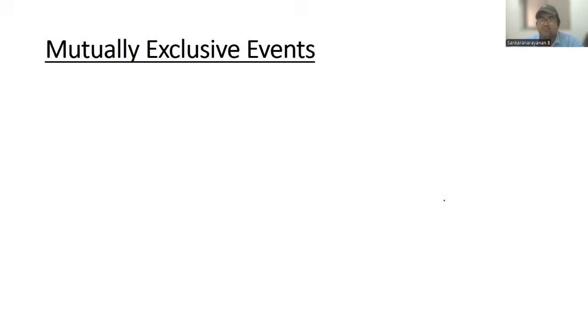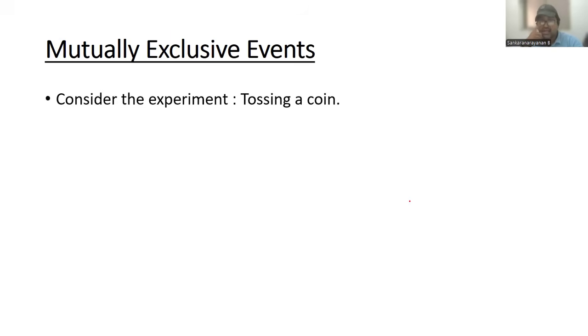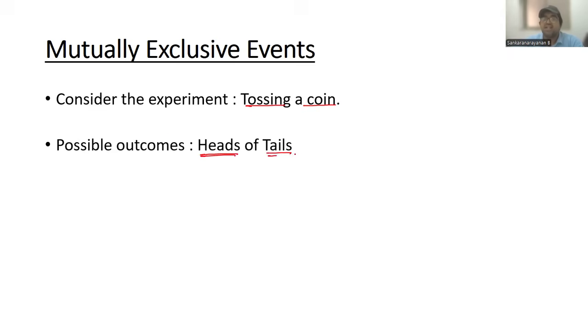Now, let's talk about mutually exclusive events. What are they all about? Consider an experiment where you are tossing a coin. Just imagine you're taking an unbiased coin and tossing it. Assuming the coin falls flat, the possible outcomes are heads or tails.